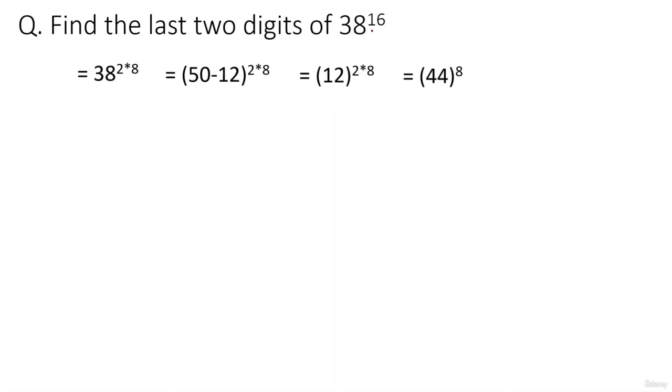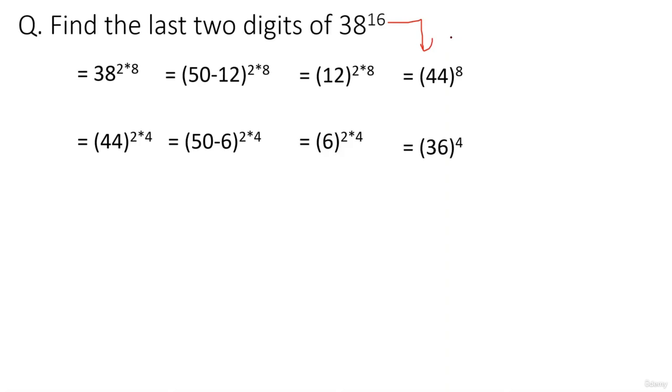So the last two places of 38 raised to 16 will be same as 44 raised to 8. Okay, we again split 8 as 2 into 4. Okay, and now 44 जो है ये 50 से 6 कम है, right? So 44 square का last two places will be same as 6 square का last two places, right? And 6 square we know is 36. So basically 44 raised to 8 का last two places is same as 36 raised to 4.